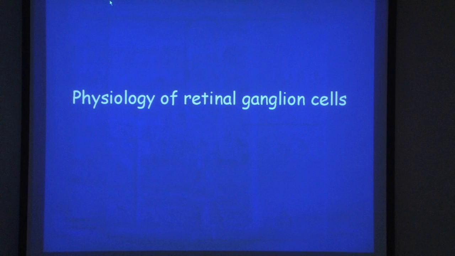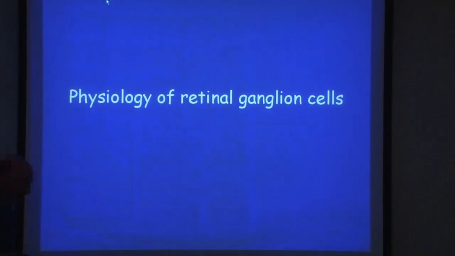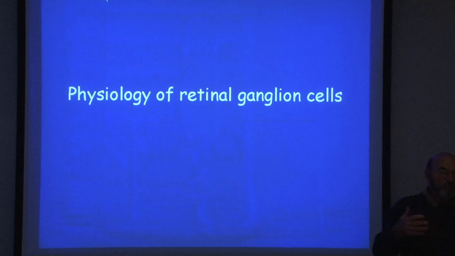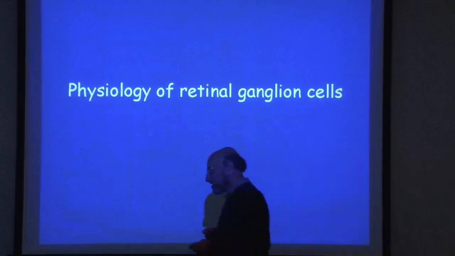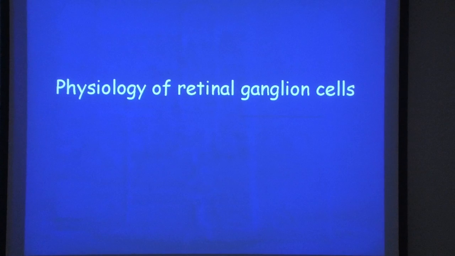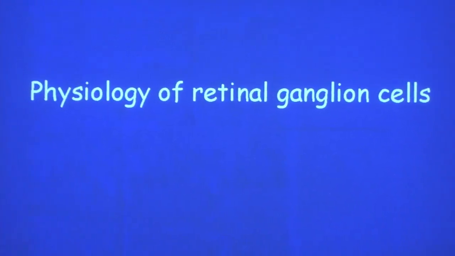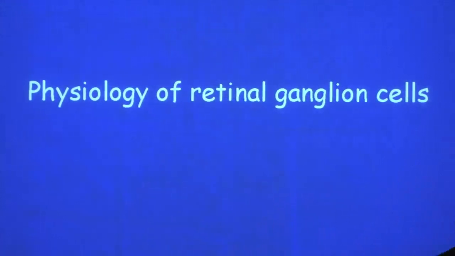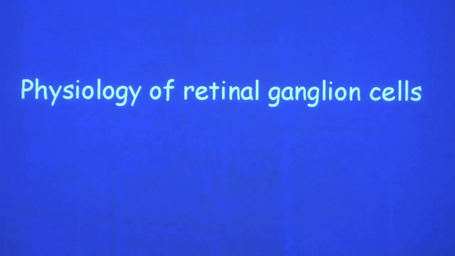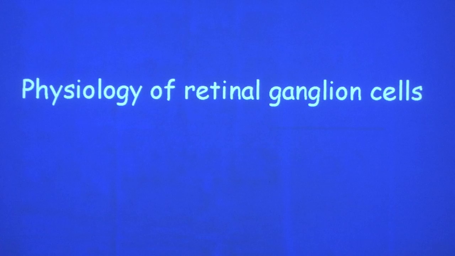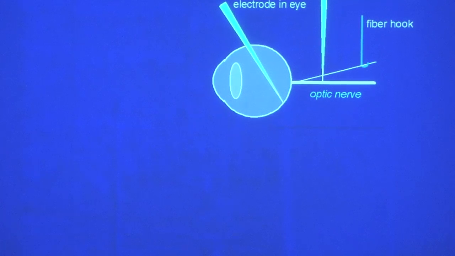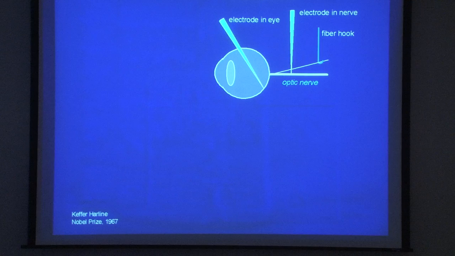All right, so now let's look at the physiology of retinal ganglion cells. Now that we know we have these different kinds of ganglion cells, how do we find out what they do? Well, what was recognized in the early portions of the 20th century is that to find out what these cells do, one needs to study their activity. And to study their activity, what was developed after many different trials is to either record from individual axons or to use a microelectrode that you could put into the eye and record from individual cells and see what they do. Well, the first person who did this was Keffer Hartline. And for the beautiful work he had done, he received the Nobel Prize in 1967.